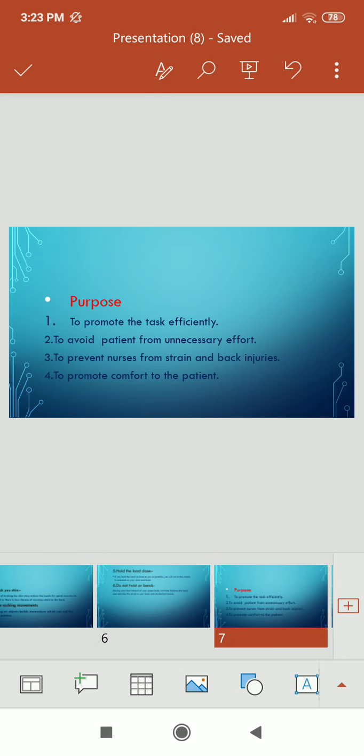Purpose: 1. To perform the task efficiently. 2. To avoid unnecessary effort for the patient. 3. To prevent nurses from strain and back injuries. 4. To promote comfort to the patient.